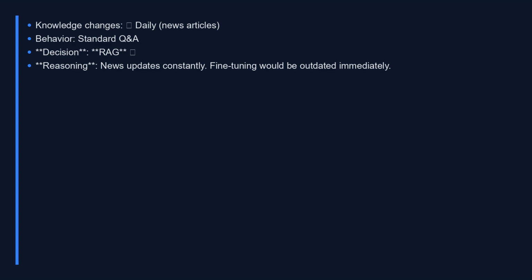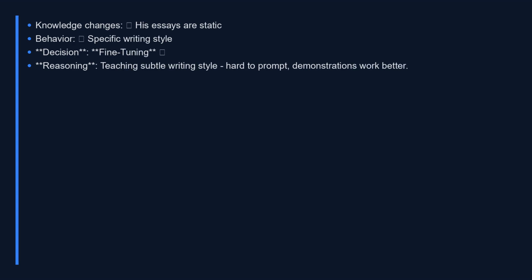No fine-tuning needed. Scenario 2. A writing assistant that mimics Paul Graham's essay style. His essays are a fixed corpus. They don't change. The challenge is entirely behavioral, capturing a specific voice, rhythm, and way of structuring arguments. The decision is fine-tuning. This is exactly the case where demonstrations outperform instructions. You can't prompt your way to a convincing stylistic match.